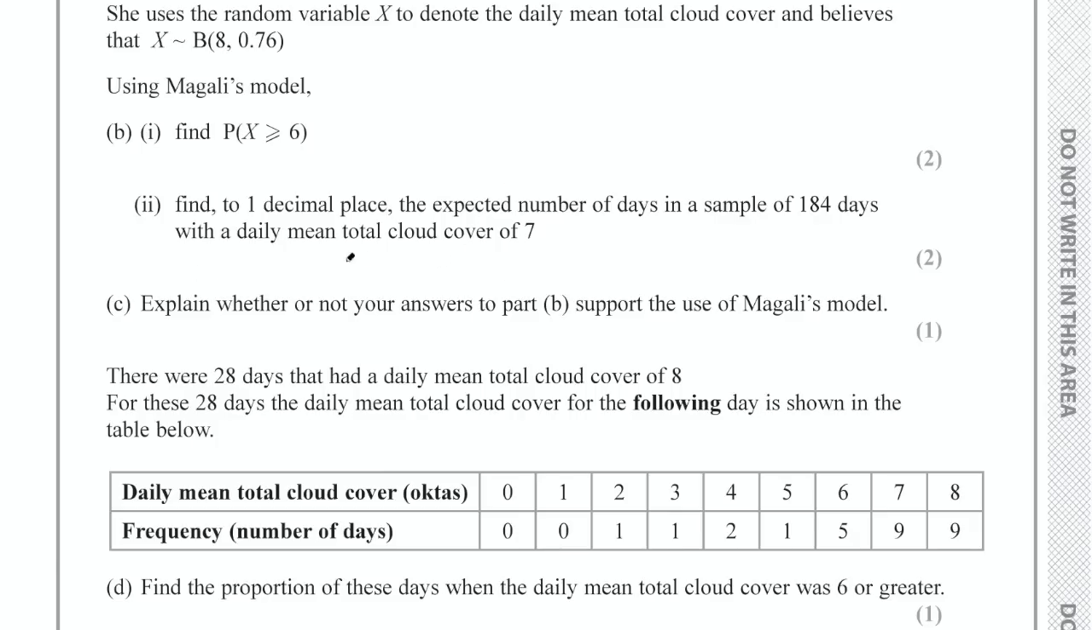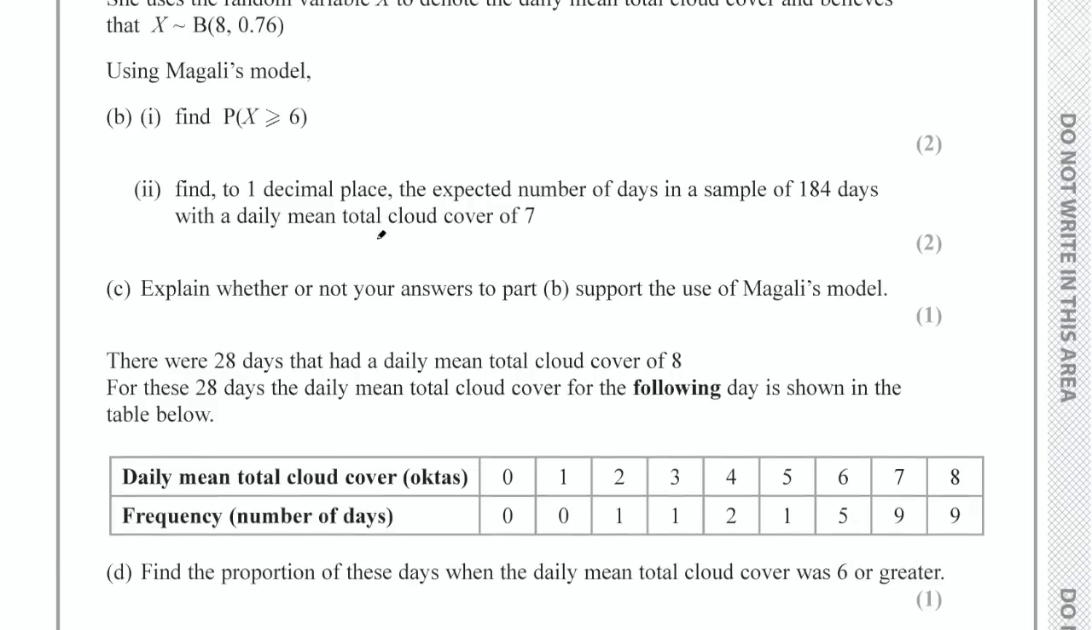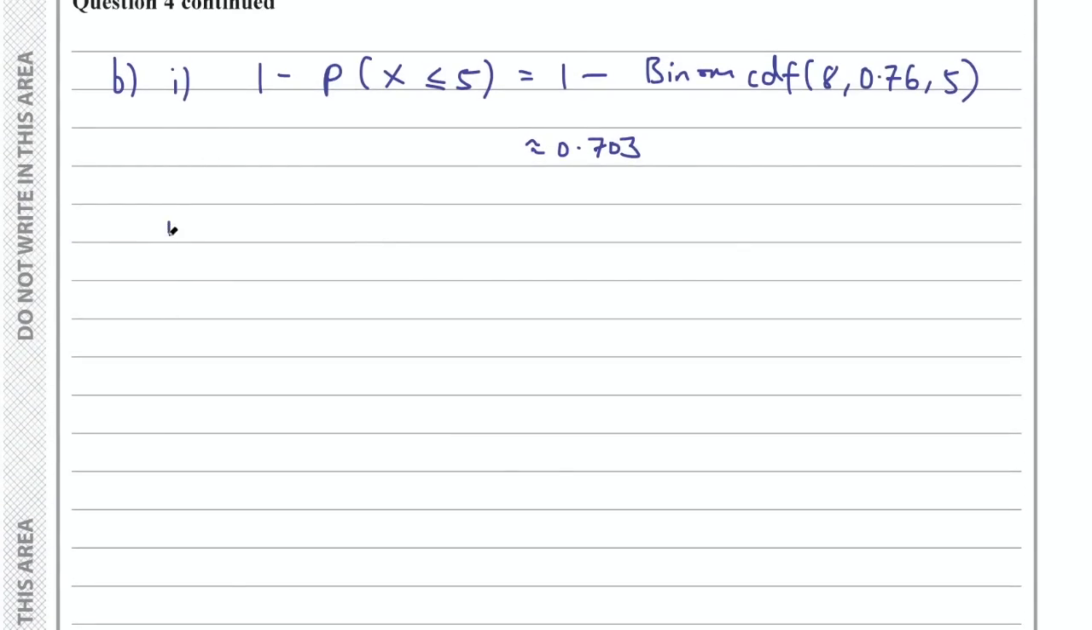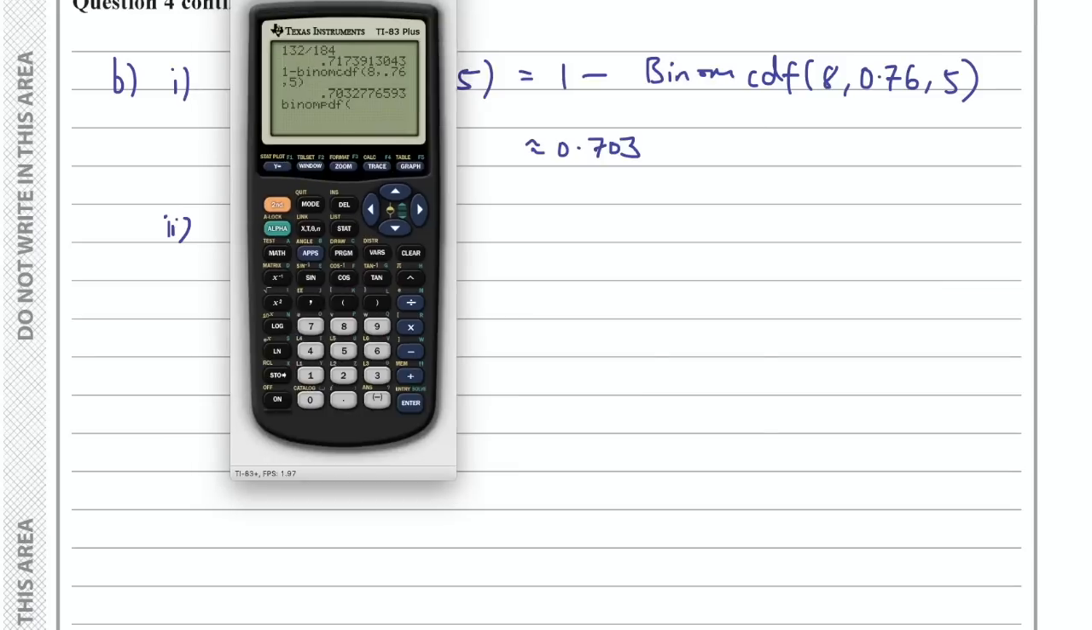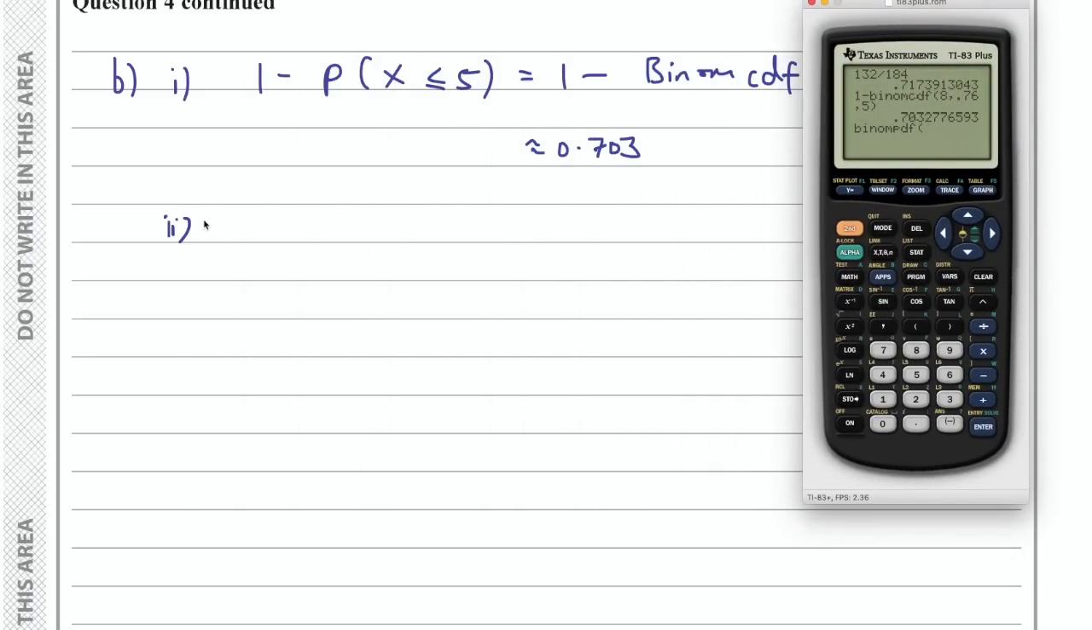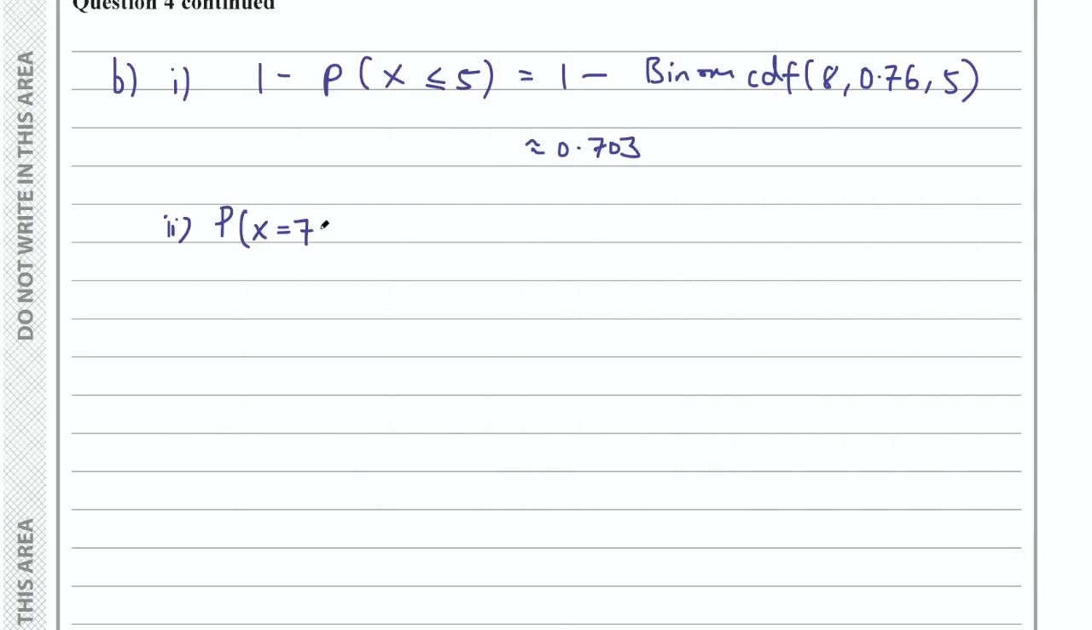For this, I'm going to use the probability density function. So this gives you effectively a point probability on the binomial distribution. And that is in the distribution menu as well. So go down to probability density function and input, well, I'm looking for the probability that x equals 7. And I'm going to put in 8.76 and 7.